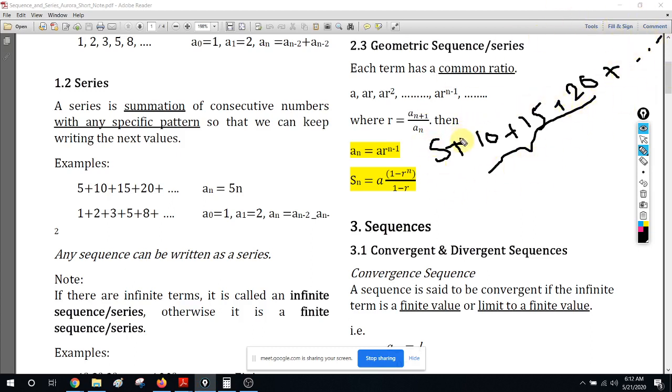Likewise, a sequence we can also call a finite sequence if you just stop it. But if you are going forever, then it's an infinite sequence. Those are just terms, very simple concepts. Okay, let's move on.